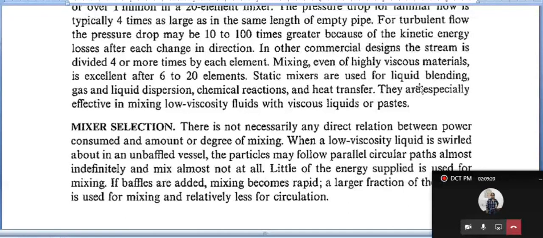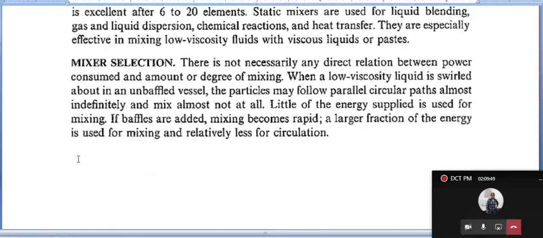The static mixers are used for liquid blending, gas dispersion, chemical reactions, and heat transfer. They are especially effective in mixing low viscous fluids with high viscous liquids. When we are supposed to mix a low viscous fluid with a high viscous material, we want to disperse them. For example, you take ointment. One chemical may be low viscous, the other chemical may be high viscous. So how to mix them? This is how we are supposed to do it.